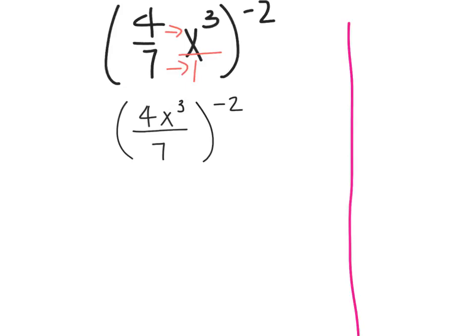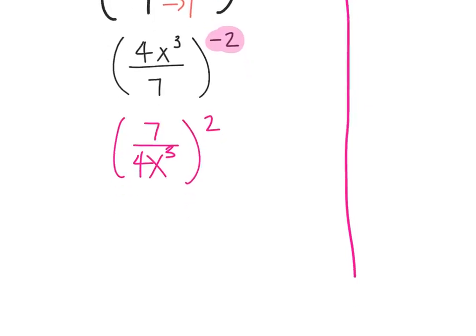So I have this negative 2 that's causing all my problems. And what we learned last week was that if I have a negative exponent on top, I can move it to the bottom. And if I have a negative exponent on bottom, I can move it to the top. Well, let me make that a little bit more simple. If this whole thing has a negative exponent, then that whole thing can get flipped over. So really my problem is 7 over 4x cubed, to the second power. That's it.